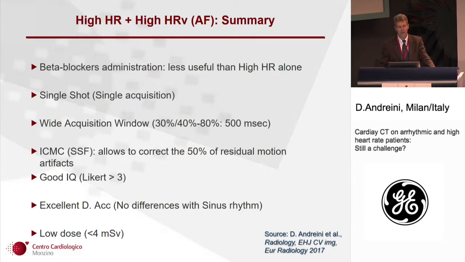So our summary for atrial fibrillation is that the use of medication, of beta blocker therapies, seems less useful than in sinus rhythm, so less reproducible response of the patients. A single data set, a single shot, a single acquisition seems enough for having good image quality, but we need in all patients, also with less than 75 BPM, 500 milliseconds as a wide acquisition window that allows us to evaluate the end systole until the whole diastole.